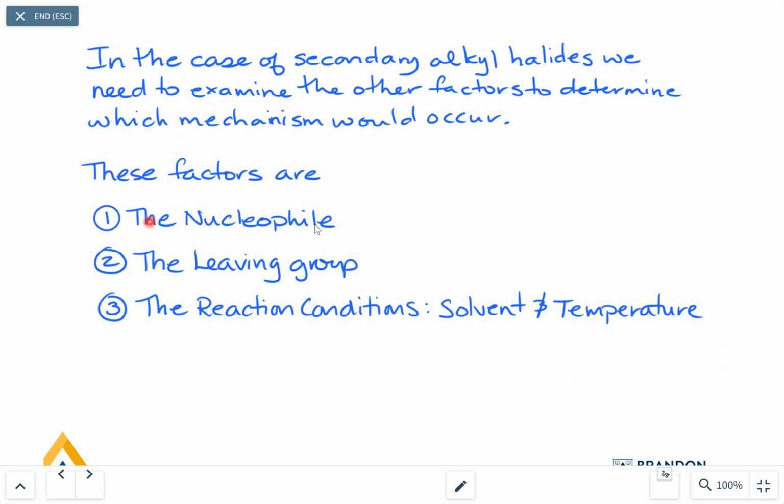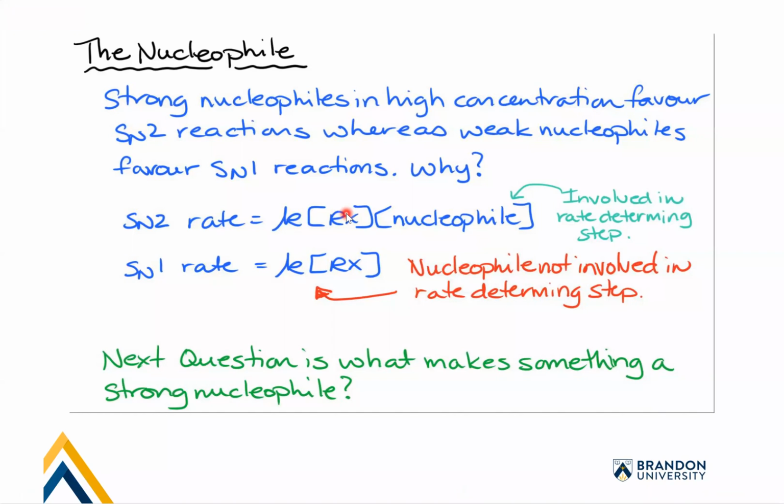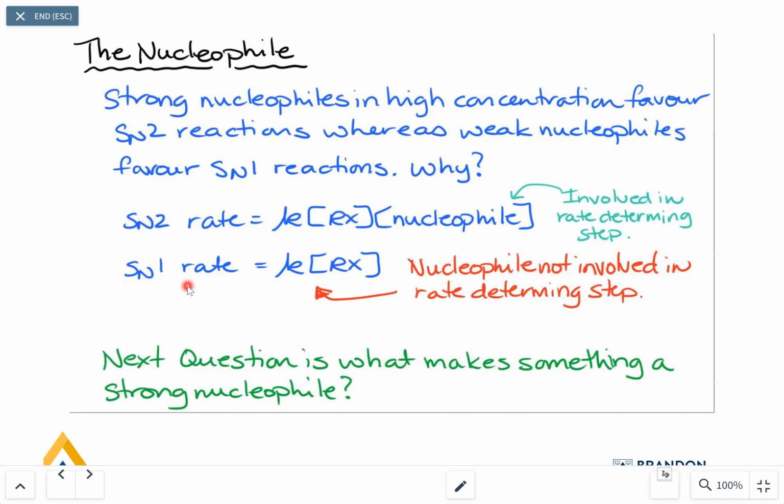So we started to talk about the nucleophile last class. The nucleophile is important because in an SN2 reaction, the nucleophile is part of the rate equation. It's part of the rate determining step. The nucleophile has to attack the electrophile. Whereas in an SN1 reaction, the rate determining step is the leaving group leaving to generate a carbocation. So there is no nucleophile in this rate equation.